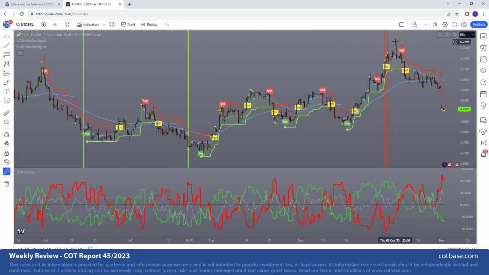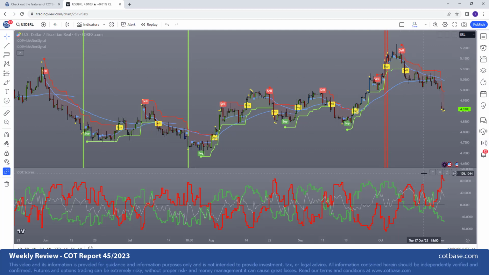And with the AfterSignal, AfterSignal is basically where you can see these sell and buy signals. That actually filters out a bunch of unsuccessful signals in the past. You can see here that we have these signals and we only enter the trade once it is confirmed.